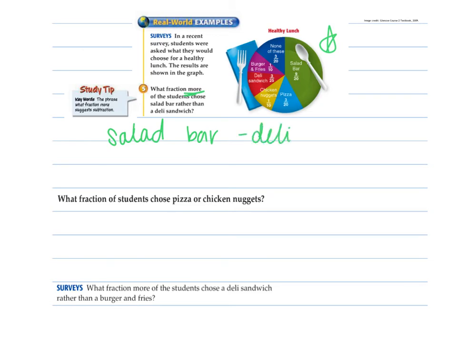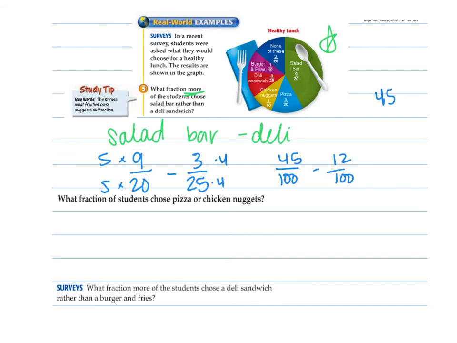So we look at this, we have how many kids chose salad bar, 9/20. And we are subtracting the 3/25 that chose deli. Let's see, common denominator that they both have would be, I think, 100. So I would multiply this side by 5. So I'd have 45 over 100. Multiply this side by 4. Minus 12 hundredths. 45 minus 12, 33. 33 over 100.